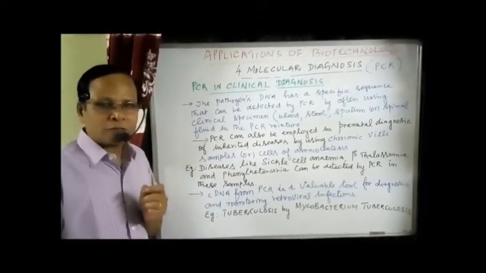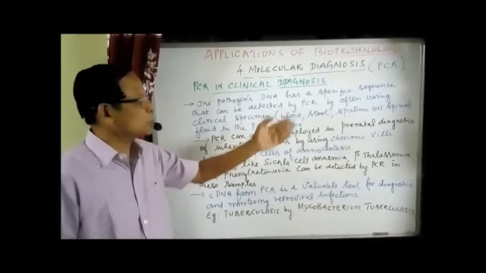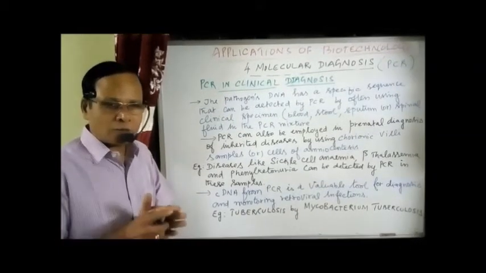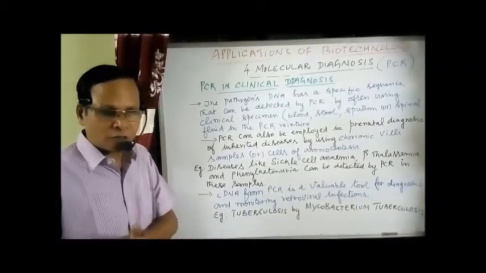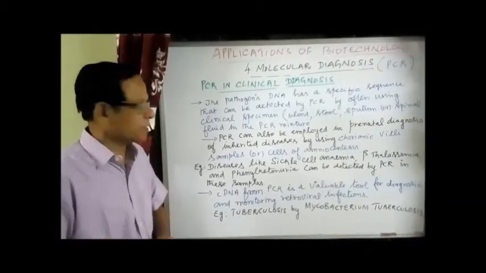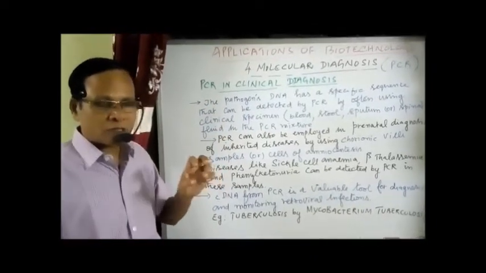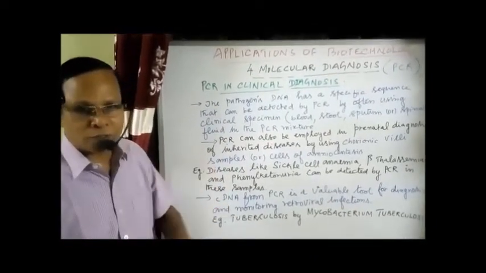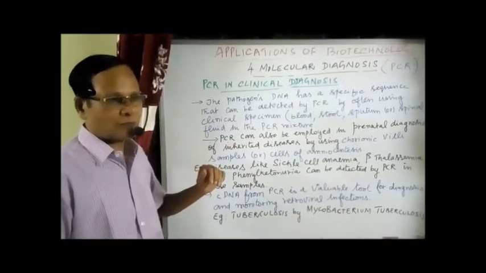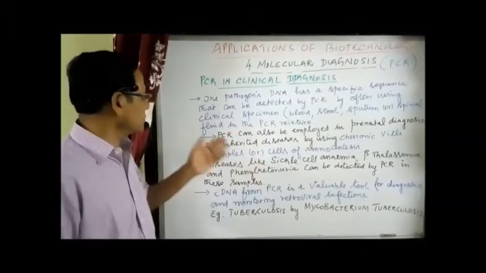By often using some clinical specimen in the form of blood, stool, sputum or spinal fluid, etc. in the PCR mixture. So, if a pathogen is present in a clinical specimen, it means it also has DNA. Now, the pathogen DNA has a specific sequence. You know that each and every organism has a specific sequence of DNA. That specific sequence can be detected by PCR in a clinical specimen like blood, stool, sputum or spinal fluid in the PCR mixture.